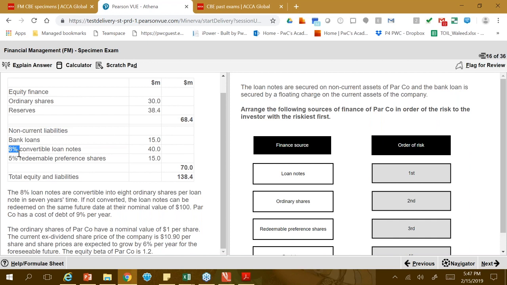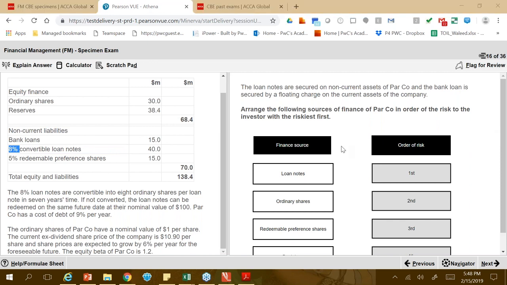PAR company has a cost of debt of 9% per year. So 9% per year is the cost of debt, and because there was no talk about tax here, I'm assuming that this is the pre-tax cost of debt, 9%. So what is the role of this 9%? Can you drop your answers in? What do you think I will do with this 9% here? Where is the cost of debt used? Where is the pre-tax cost of debt used?